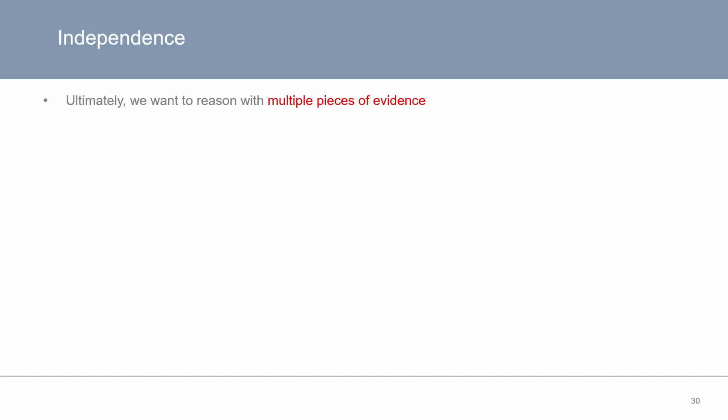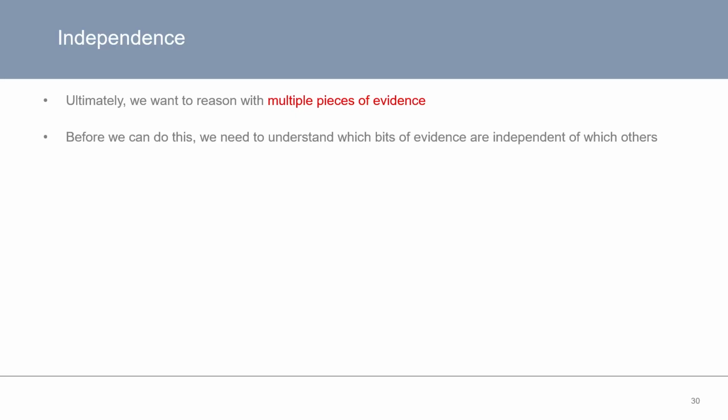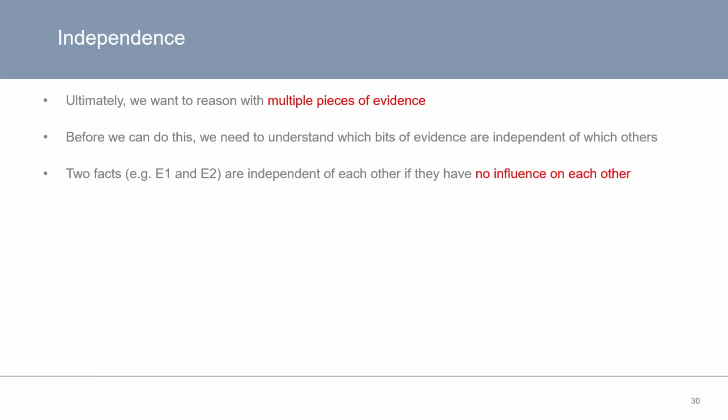Next, let's shift gears to thinking about the impact of independence assumptions in these probability calculations. We generally start thinking about independence when we have a situation where we want to reason with multiple pieces of evidence. But before we can do this, we need to understand which bits of evidence are independent from others. As we mentioned earlier, two facts, let's say E1 and E2, are independent of each other if and only if they have no influence on each other.